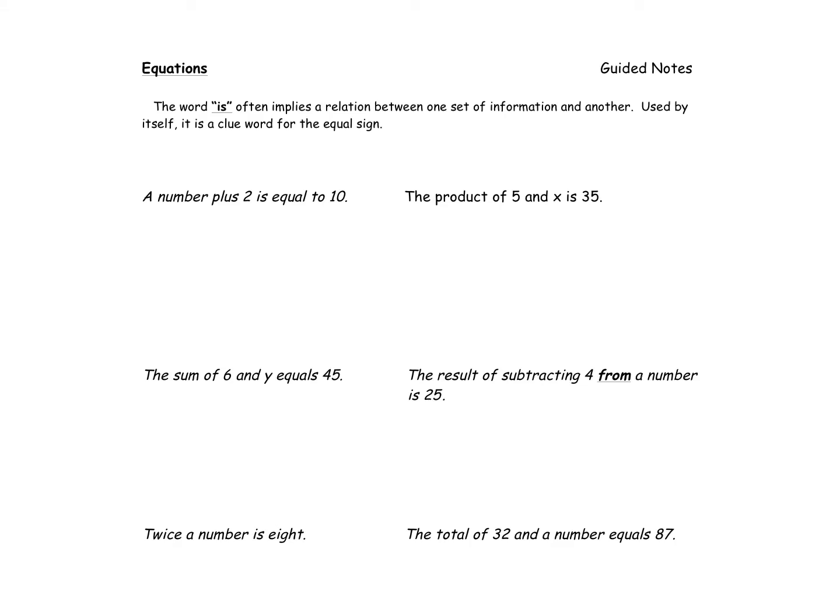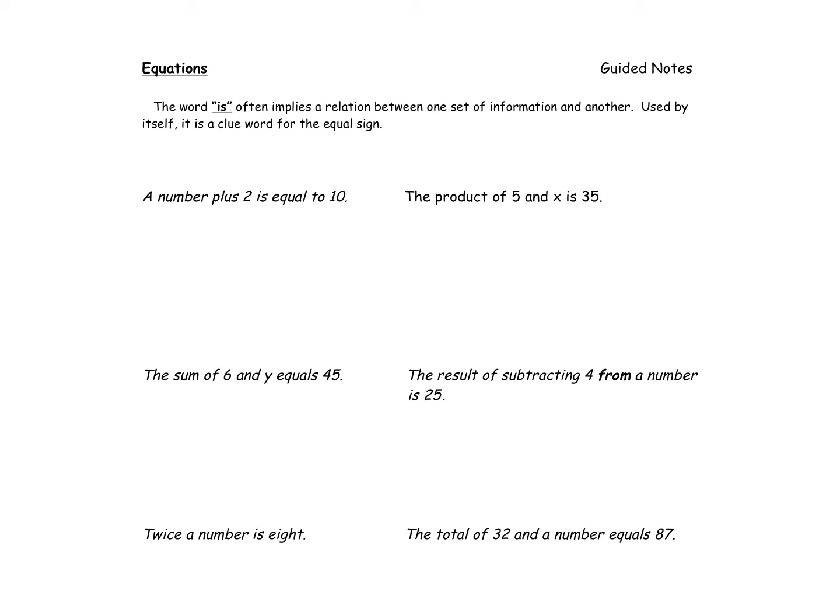This is part 2 of our Translating Words to Math packet. Please make sure you are on page 3, and then it says Equations and Guided Notes up at the top. So the word is often implies a relation between one set of information and another. Used by itself, it's a clue word for the equal sign. So we're going to do exactly what we did when we're working with expressions. We're going to circle any phrases and words that have a mathematical significance or meaning.